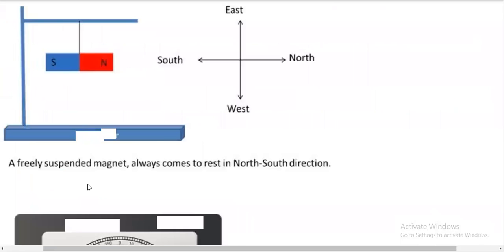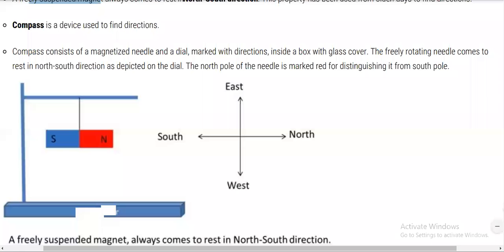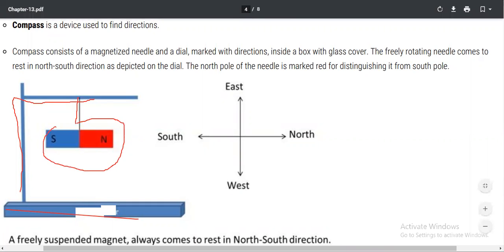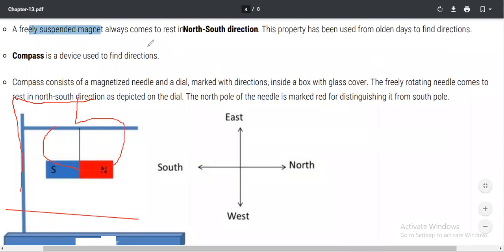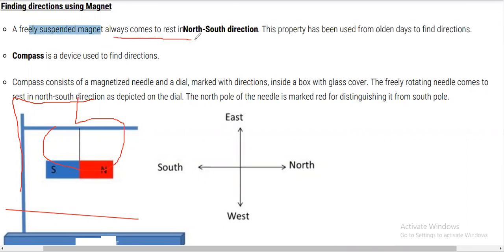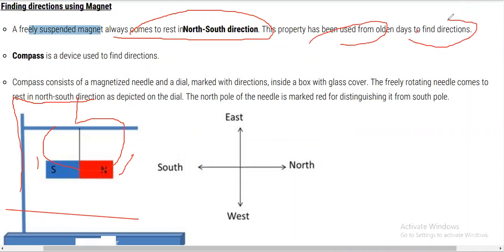Here you see in this picture, we can suspend a magnet by a thread on this stand. When we suspend the magnet, in which direction does it always come to rest? North and south direction. Always north and south direction. This property was used in olden days to find the direction. When they were going through the forest or through the water to any place, they used a magnet to find the direction.